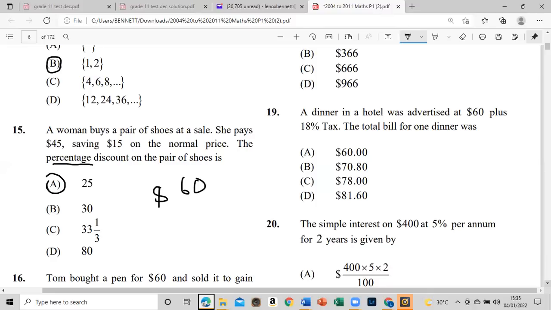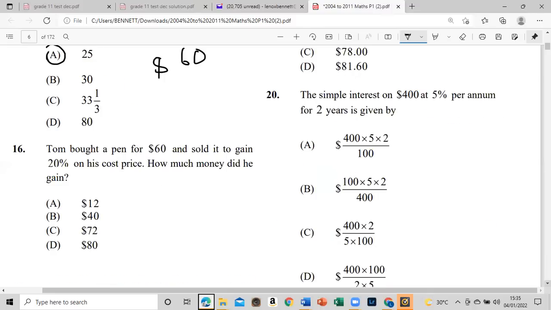All right. Tom bought a pen for $60 only to gain 20% on his cost price. How much money did he gain? Notice they say gain. If they say gain, I don't have to read anything more. It has to be 12, right? 20% is the same as dividing by 5, so that's $12. I think he sold it for $72. But the gain, see, they can be very smart at times. Gain, they only ask for the gain.